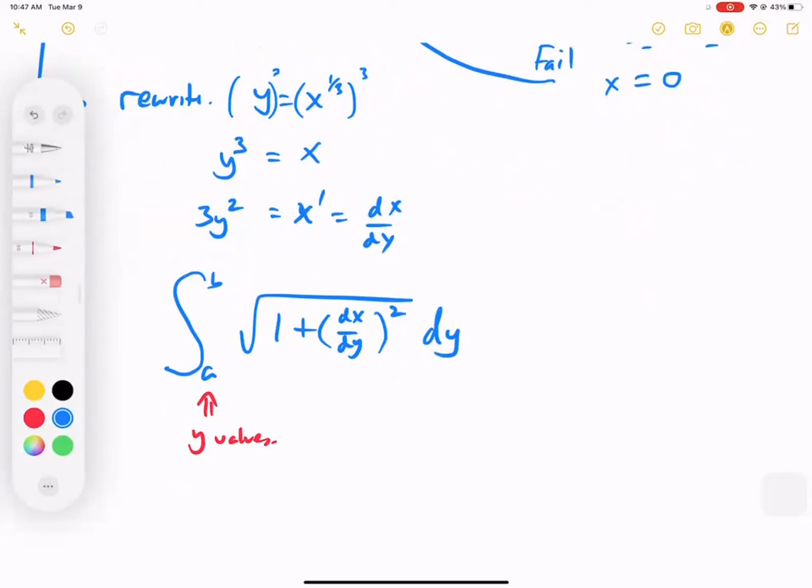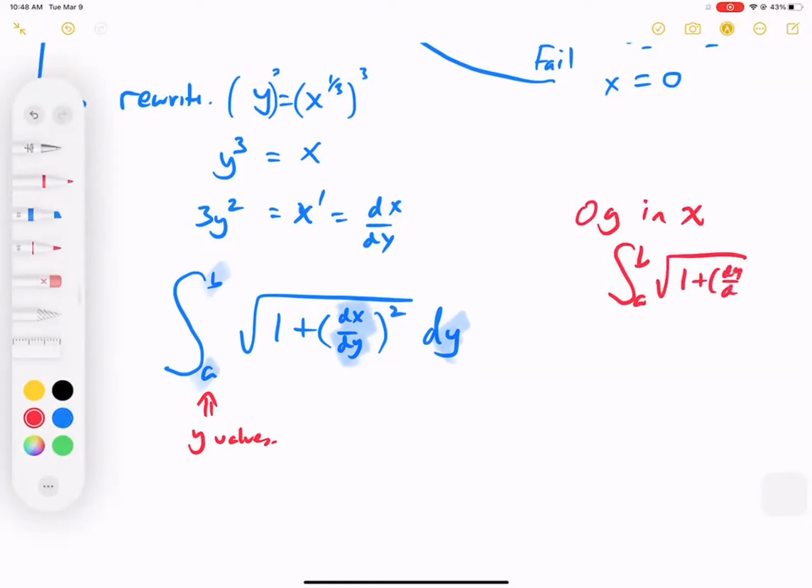So please take a couple of notes here. Because we spun it around, we changed some parts of this equation. Let me go ahead and show you the original one, the OG one in x. In x, it's the integral from a to b of the square root of 1 plus dy over dx squared, dx. So this looks almost exactly the same, except I'm switching our x's for our y's.